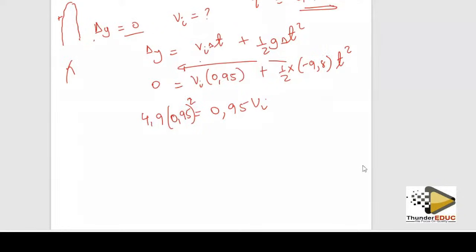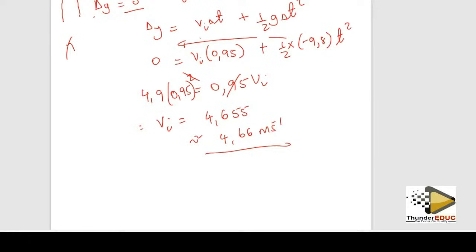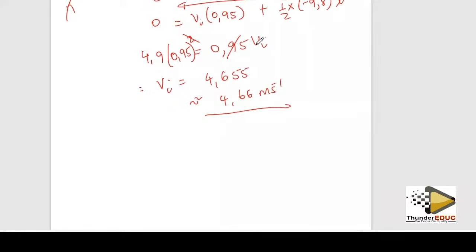Okay. Then if I simplify this, I have 0.95 times 4.9. Okay, I can just cancel this with just one of these, just quickly, so that I have my v initial as 4.655, which is approximately 4.66 meters per second. Okay, so that is that. Or if not, simplify this whole thing with the square and then divide by 0.95. You get the same thing.